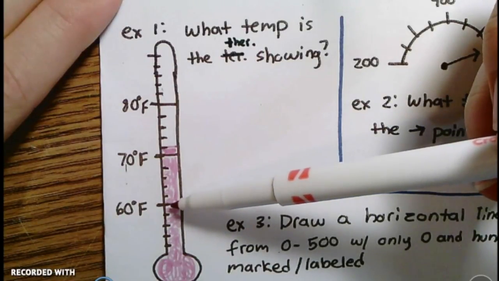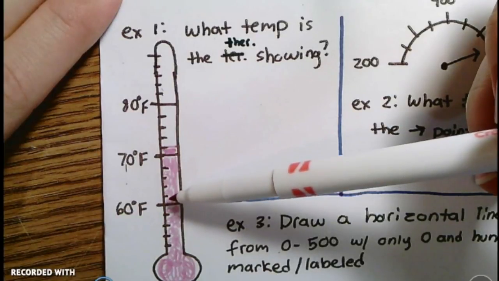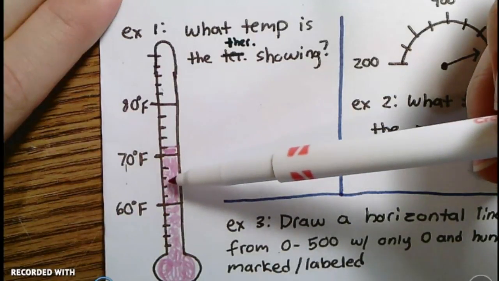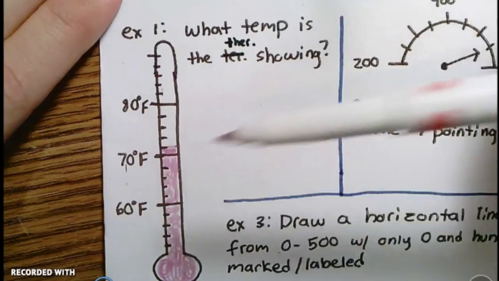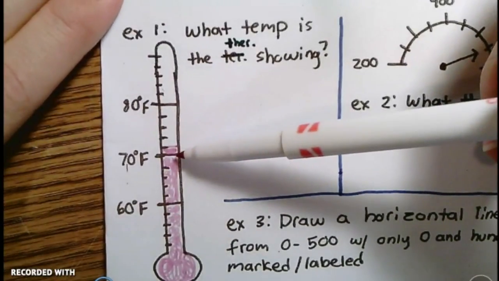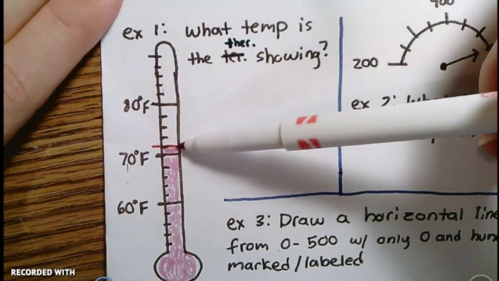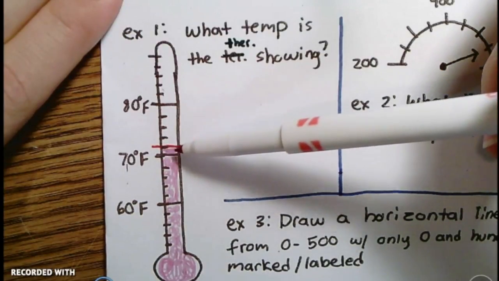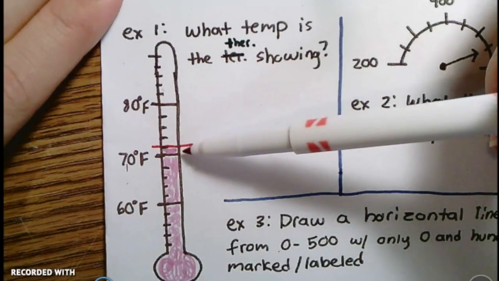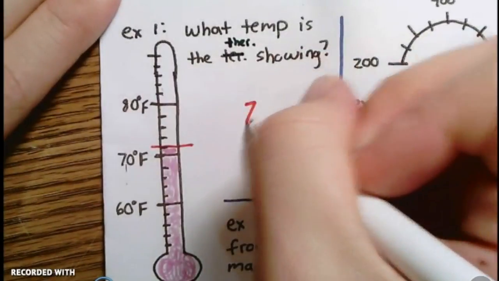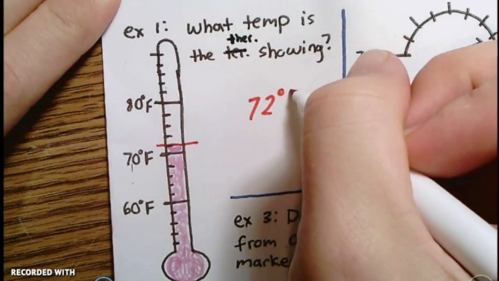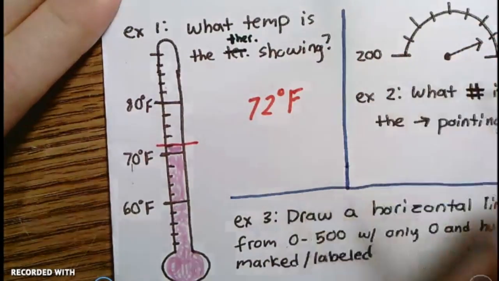I always want to check it when I think I know what it is. So 60, 62, 64, 66, 68, 70 degrees. So that is correct. So if they're going up by 2, and my line comes up to 1 over, I'm going to do this so we can see right where the line is. If it goes to 1 tick mark above 70, what would that be? Good, 72 degrees Fahrenheit.